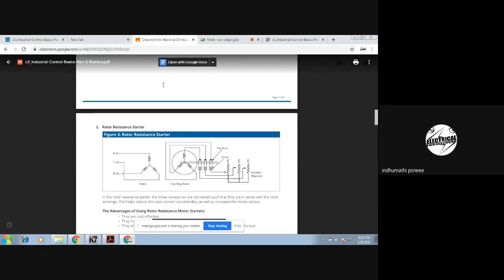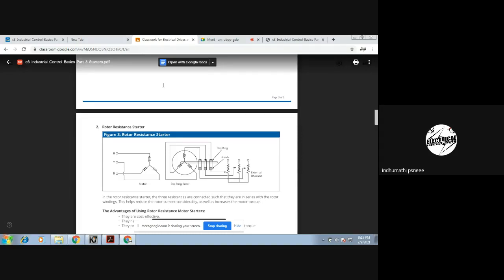Okay, next, rotor resistance method. The rotor resistance starter is used in the slip ring induction motor only.